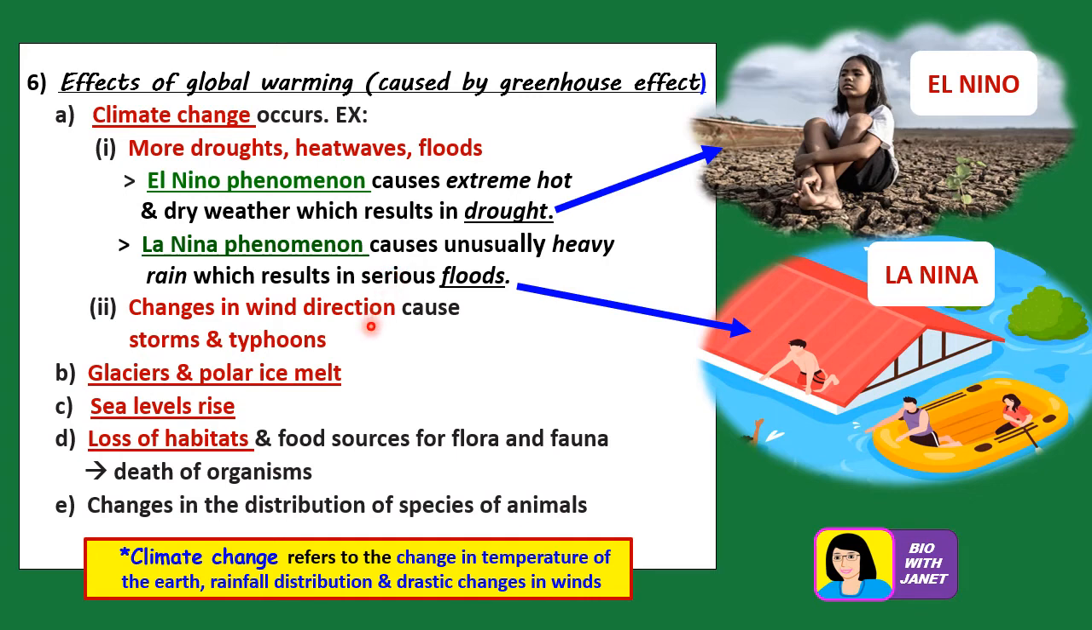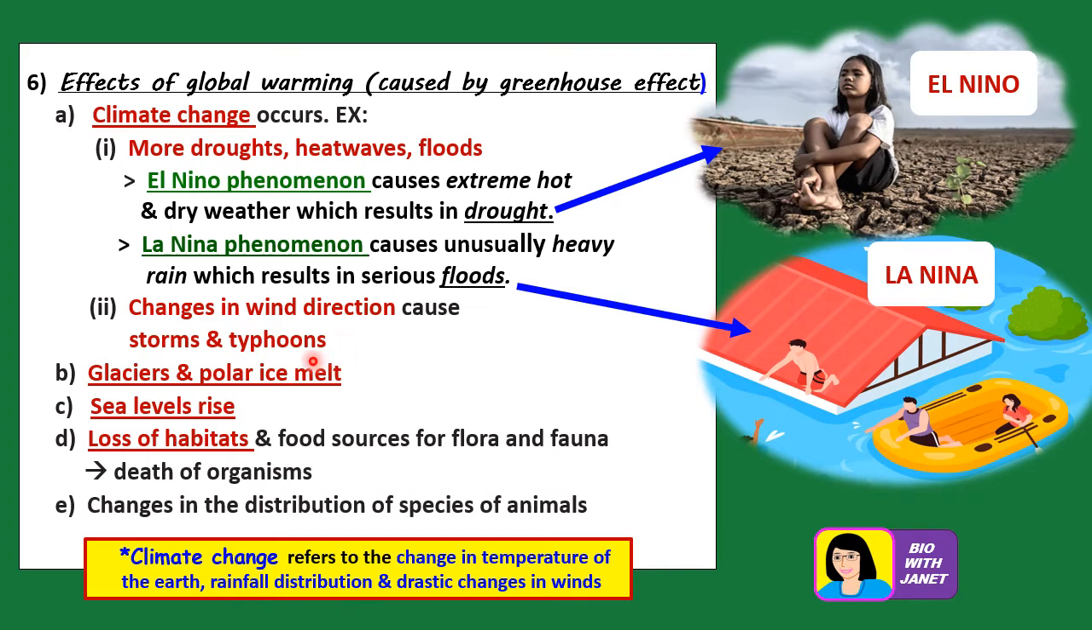Now, there are also changes in wind direction that cause violent storms and typhoons, big typhoons to occur. So sometimes we hear in the news that a certain typhoon with a certain name is hitting a big city, and when it hits, it causes a lot of damage to the infrastructure, to the roads, bridges, and to the trees, uprooting trees, and even causes loss of many lives, right? This is also part of climate change, right?